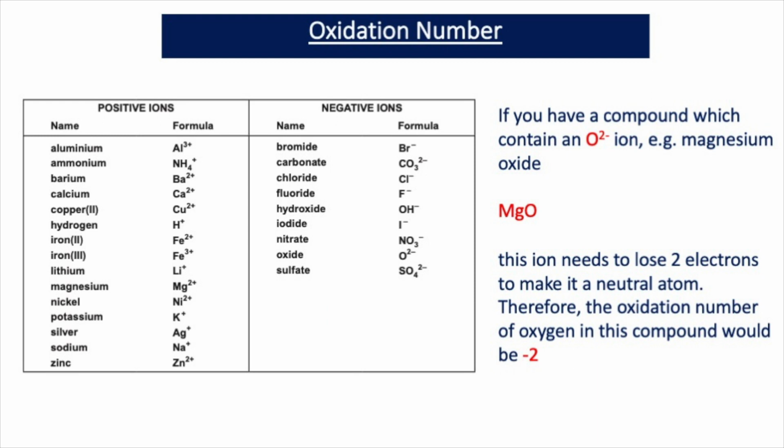Notice once again the oxidation number has the same value as the charge, but all we have to remember is that the sign, the negative sign in this case, goes before the number when writing oxidation numbers. So it might be an O2- ion, but the oxidation number is written as -2 because it needs to lose 2 electrons to form the neutral atom.